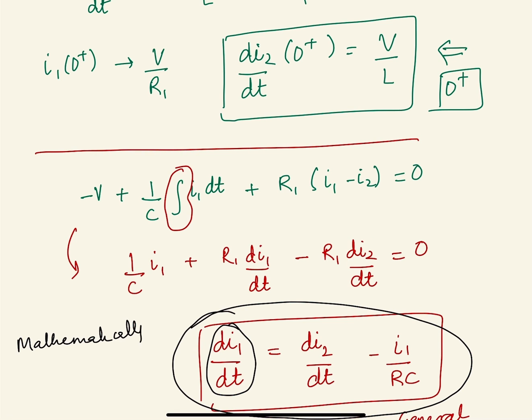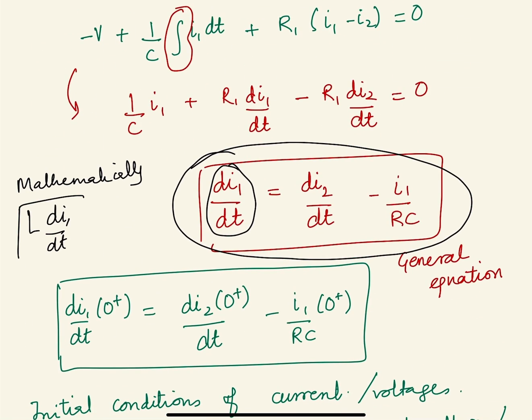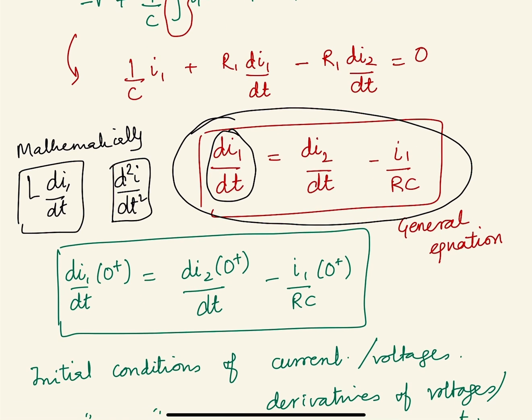Because if you see this L di by dt term, we can physically think of this as the voltage, right? We are not concerned with d square I by dt square physically as such. But from a mathematical or algebraic point of view, these parameters may be required. So you should not be scared to find them out.